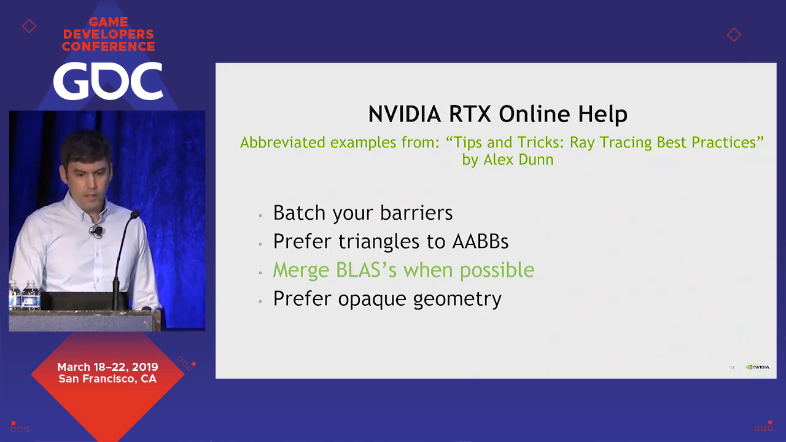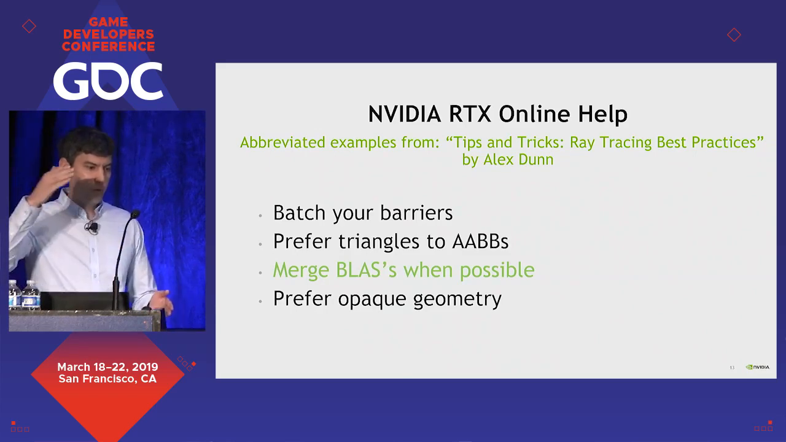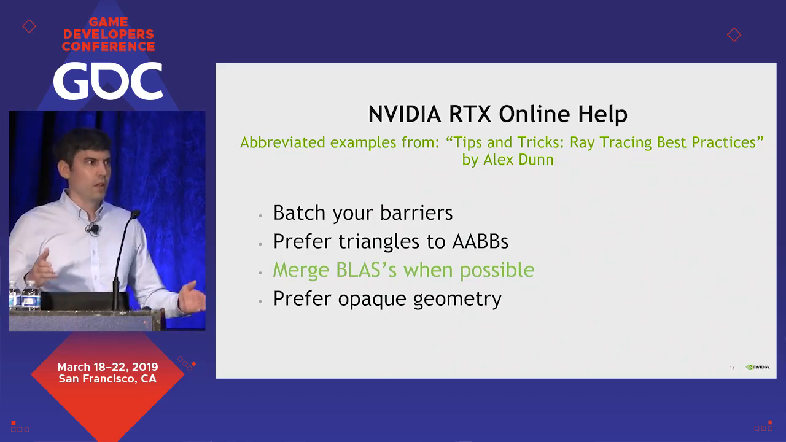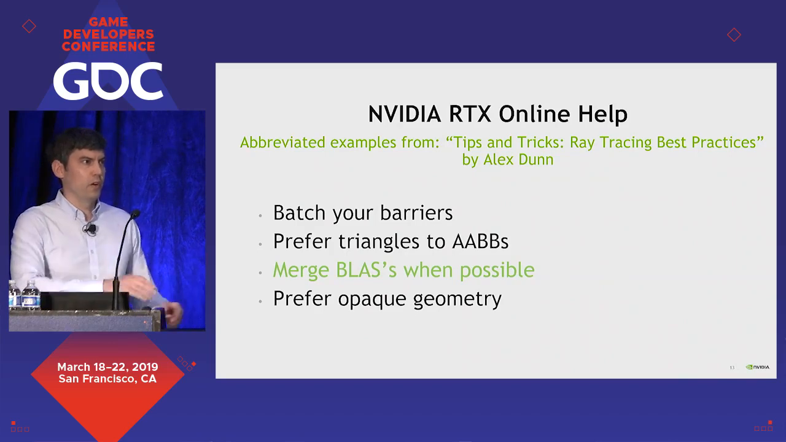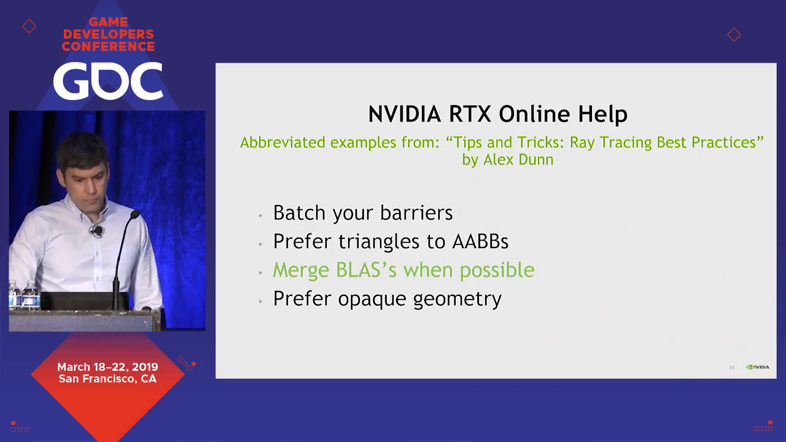And then the other, this is a generic D3D12 tip, but batch your barriers, always batch your barriers. What we found with some early applications is they were putting a barrier between every bottom level acceleration structure, which isn't needed. You can actually build them in parallel, get them all done, do a single barrier, and then build the top level structure, and then render. And also preferring opaque geometry gives the hardware and drivers some chances at optimization.